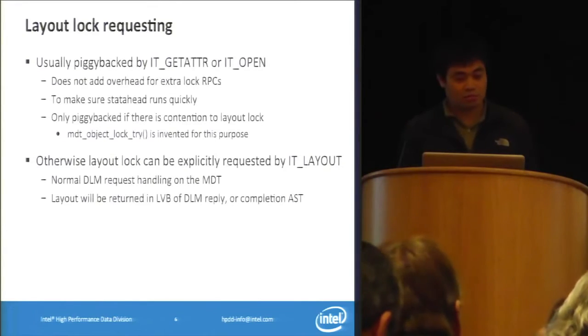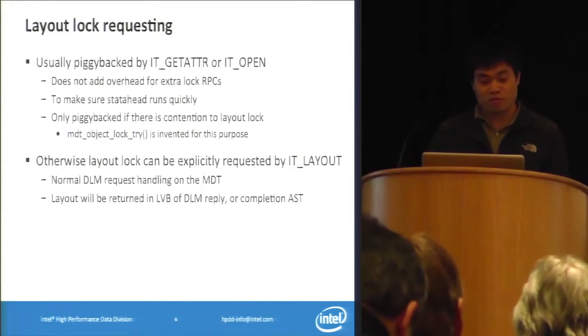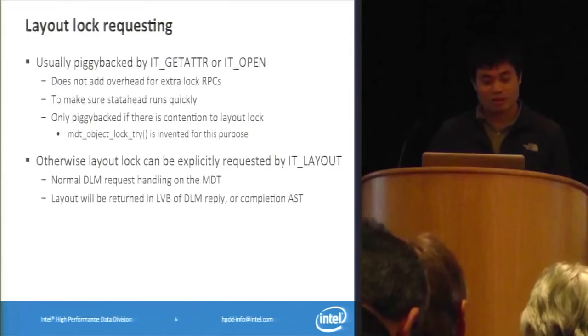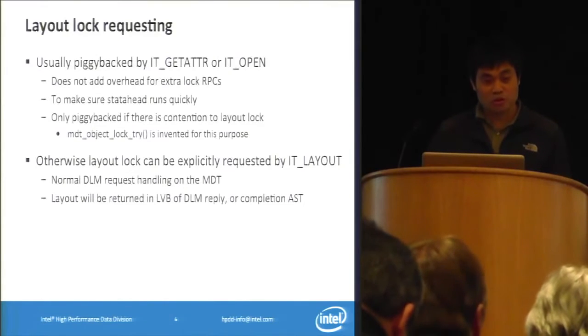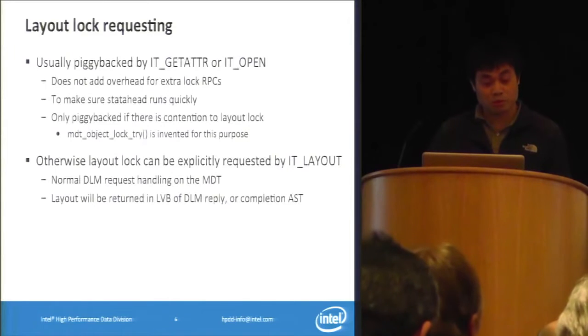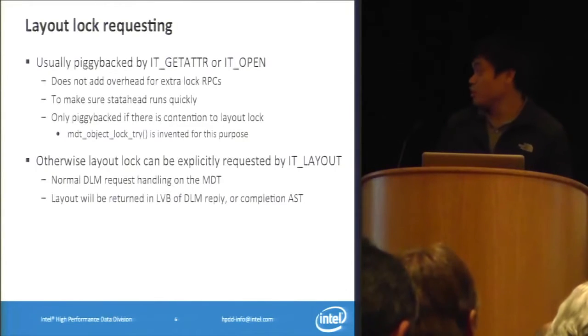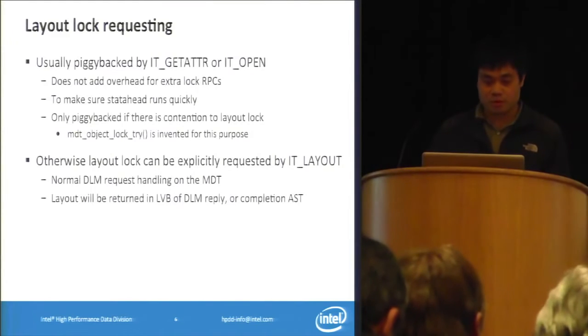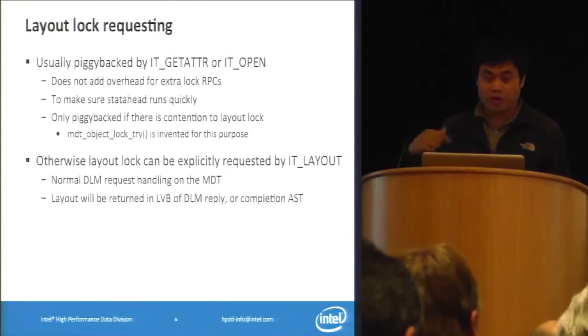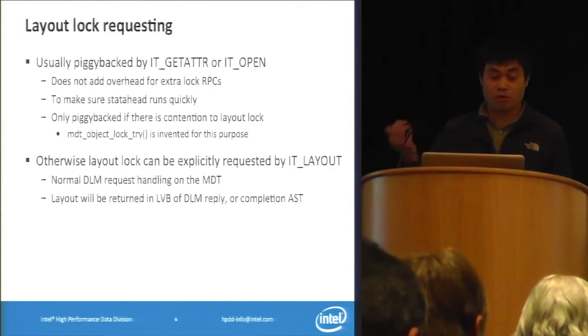Of course, we only pick back the layout lock if there's no conflict on the server side. This is because potentially the layout lock can be held by some process for some special purpose for a long time, and we can't live with waiting for it for a long time. So on the MDT side, MDT object lock try is invented for this purpose. So we just try to get the layout lock. If we can't, we just abort it.